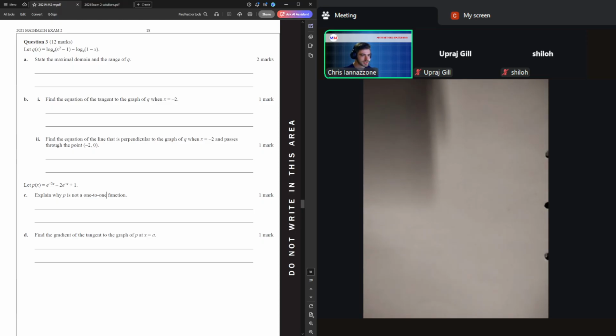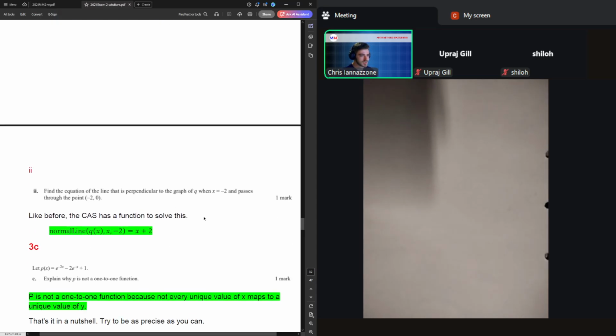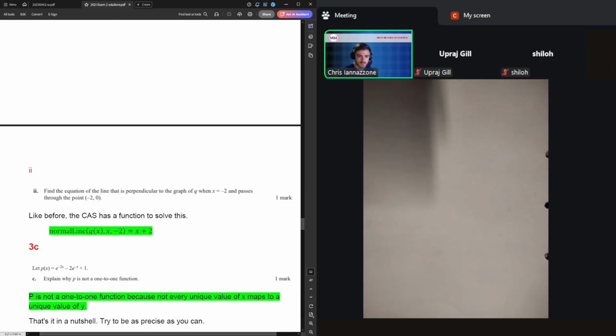In my solutions, I've done a more mathy speak. P is not a 1-to-1 function because not every unique value of x maps to a unique value of y. That's the kind of language they put in the textbook, so I've just sort of repeated that there. I don't think there's anything wrong with saying horizontal line test. Let me have a look in the exam report. Oh yeah, that's totally fine.